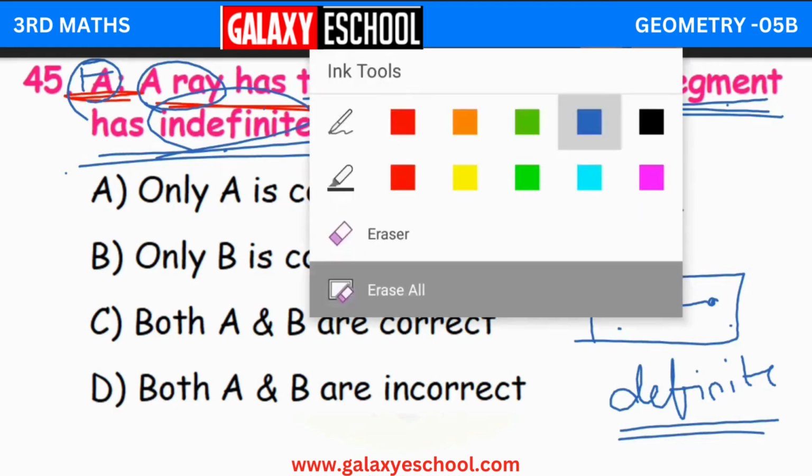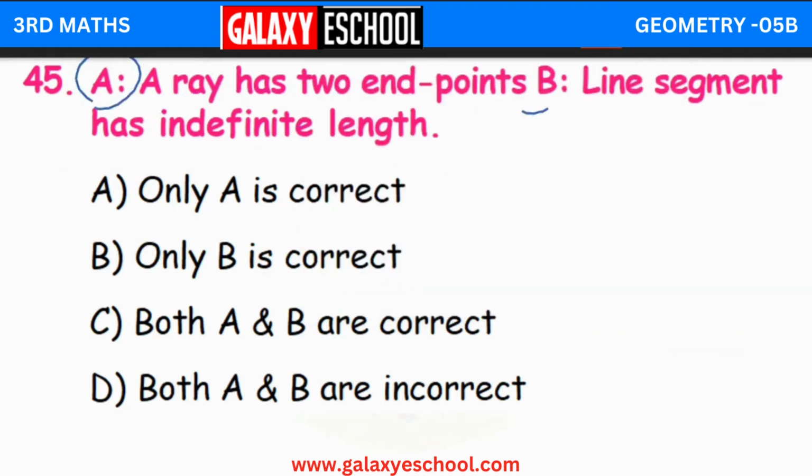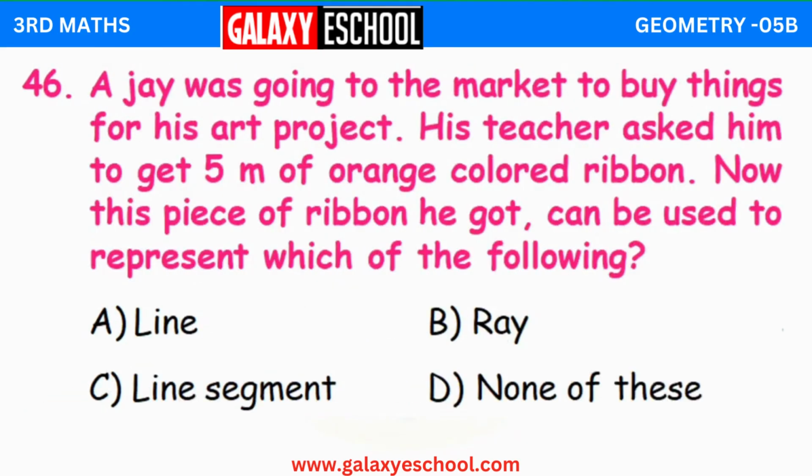So what can we conclude? Both our statement A and statement B are false, or that is incorrect. So option D becomes our correct answer. Both A and B are incorrect.